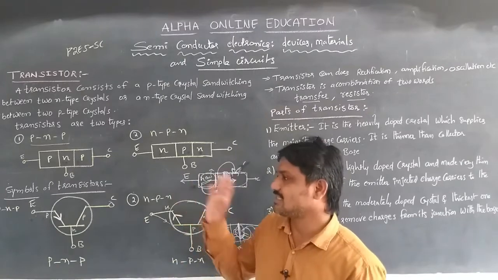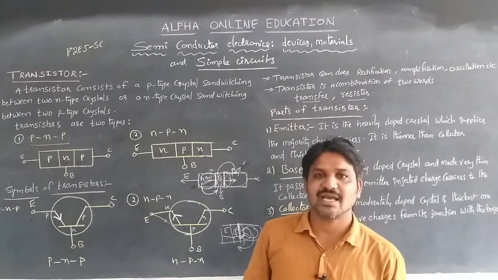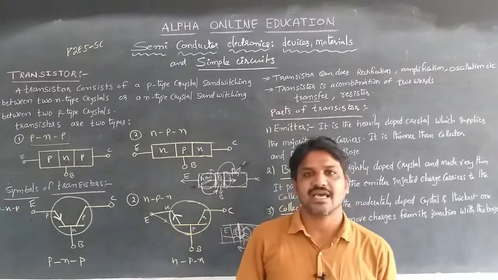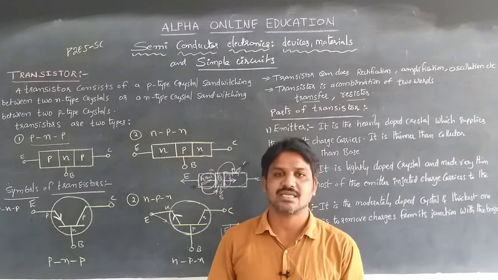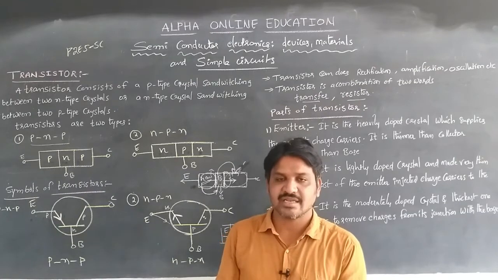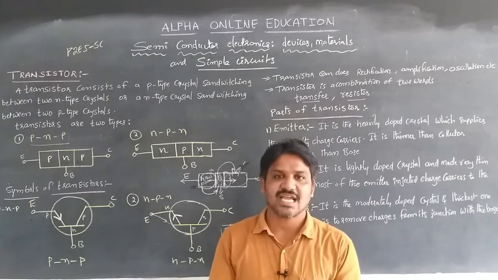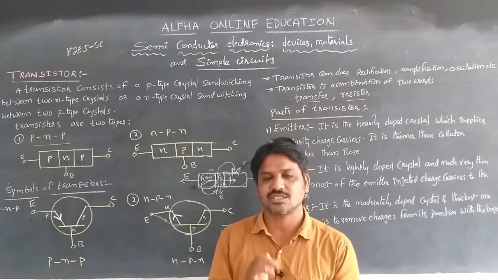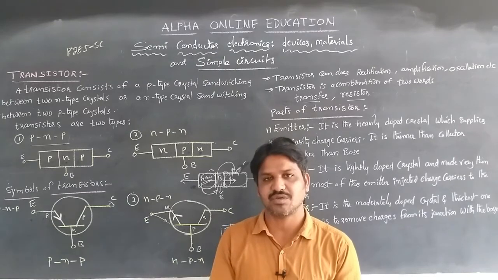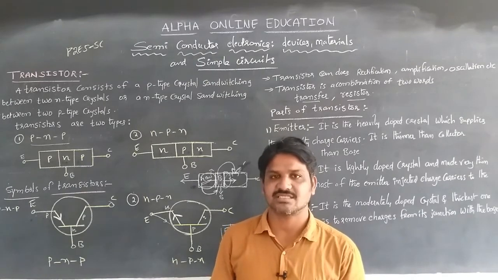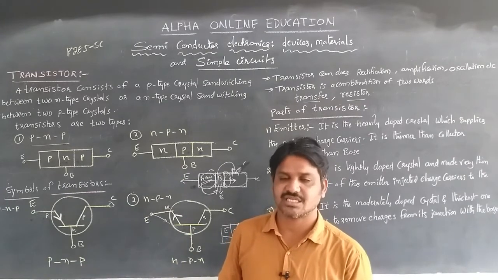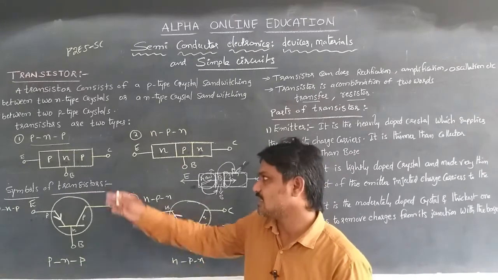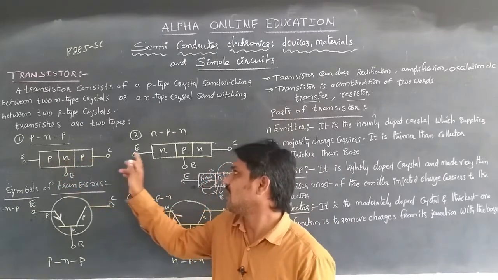First of all, a transistor is one type of crystal sandwiched between two crystals of the other type. Either a p type crystal is sandwiched between n type crystals, or an n type crystal is sandwiched between p type crystals, and that is considered a transistor. Either a PNP or NPN transistor. There are two types of transistors, PNP and NPN.